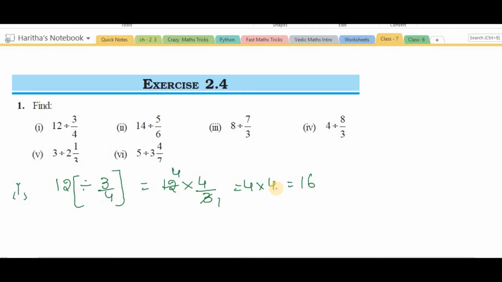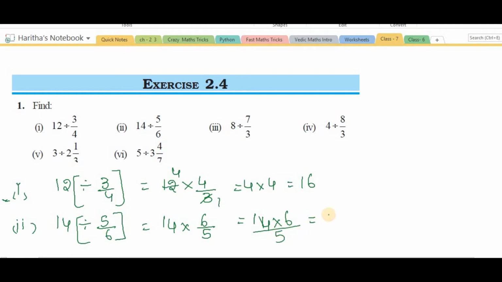Now second question, 14 divided by 5/6. So the reciprocal of 5/6, 14 into 6/5, whereas 5 and 14 will not go in any other table, so simple multiplication. 14 into 6/5, 14 6s are 84, divided by 5.